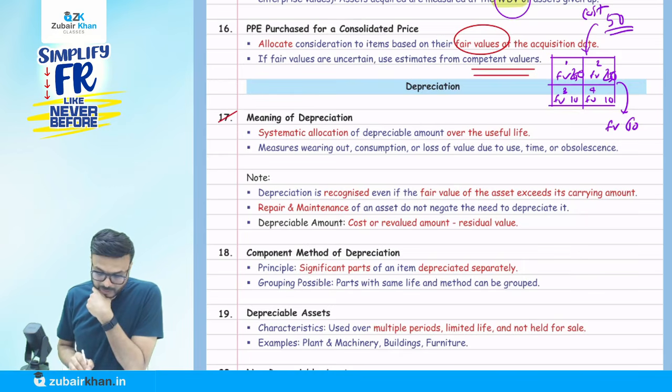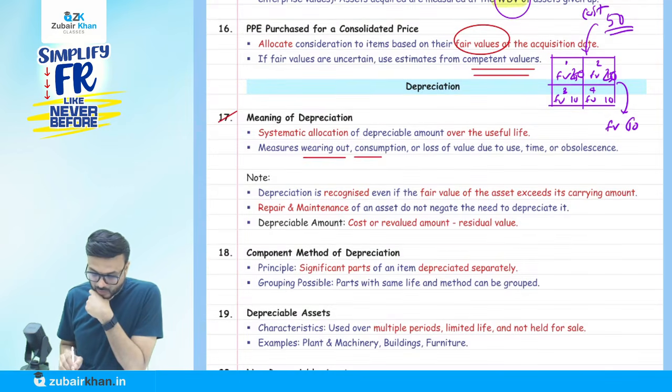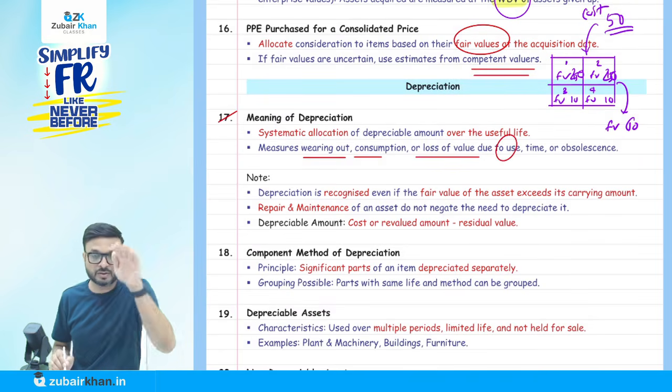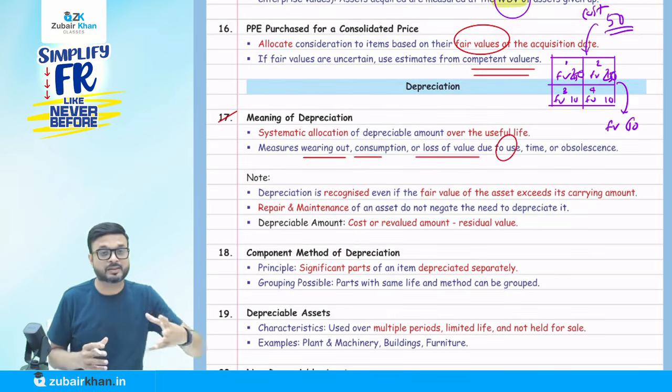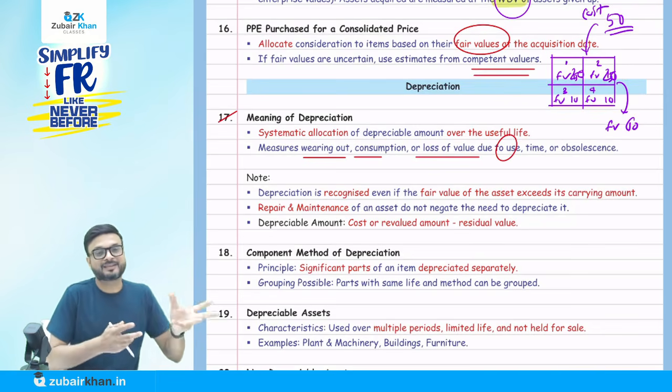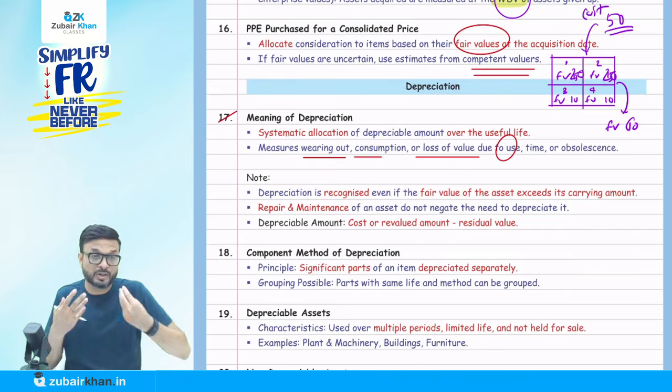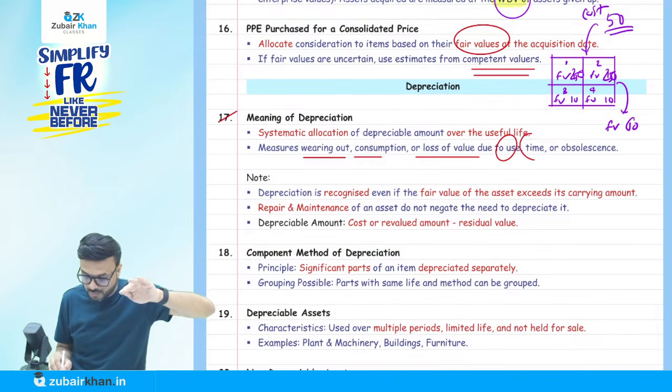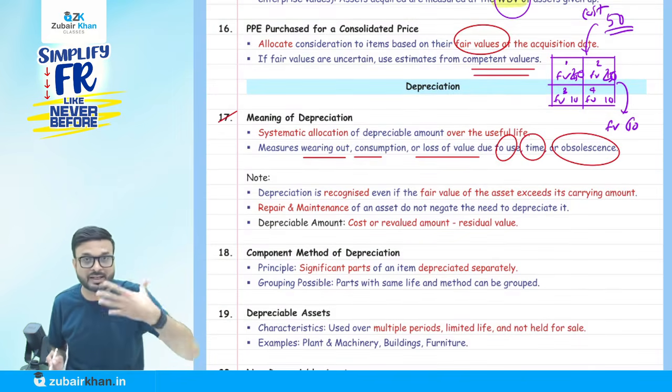So why is there depreciation? Because of wearing out, consumption or loss in value due to use, time or absence. We are using it, so value goes down. Time passes, not necessarily that we are using it. You purchase an iPhone today and keep it in the locker for 5 years. After 5 years, obviously you have not used it, still its value will go down because of time and because of obsolescence, because of change in technology.